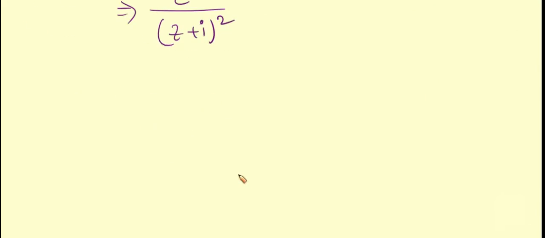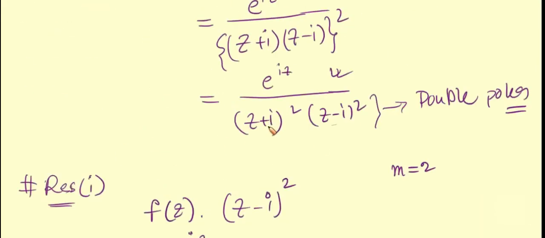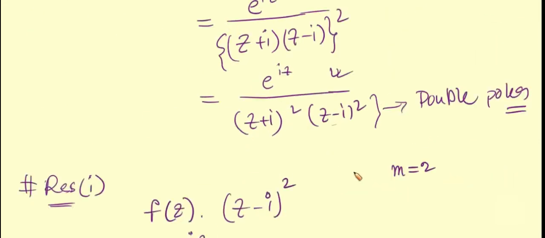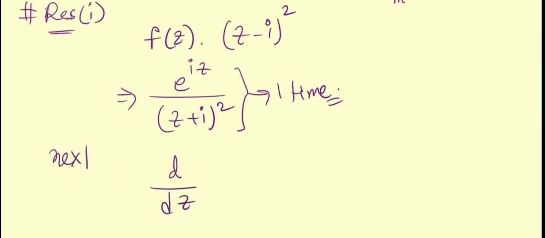Now our m was 2. So since m was 2, if you see this formula, if you put the value m equals 2, that means there is one derivative only. That means d by dz, right? So now we need to differentiate this thing one time, because the value of m is 2. So this is the next step.